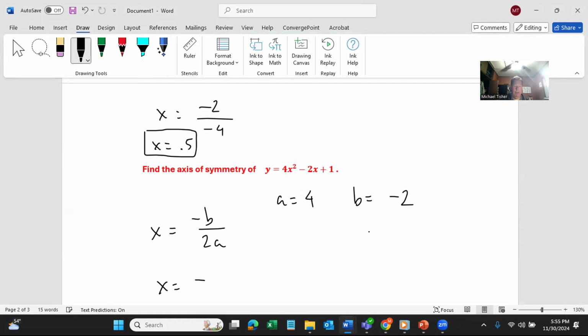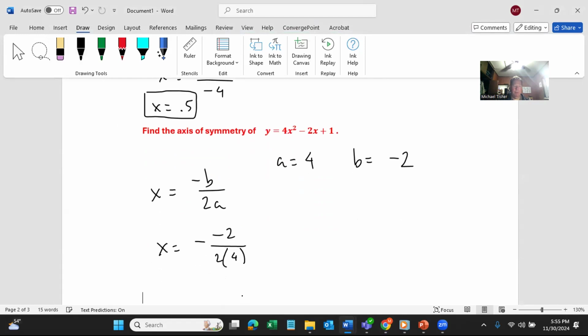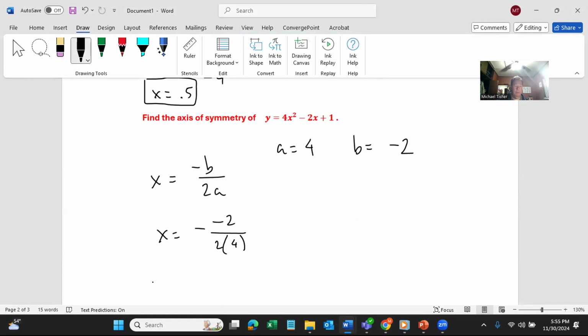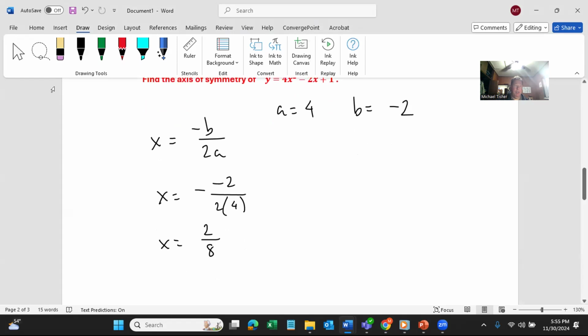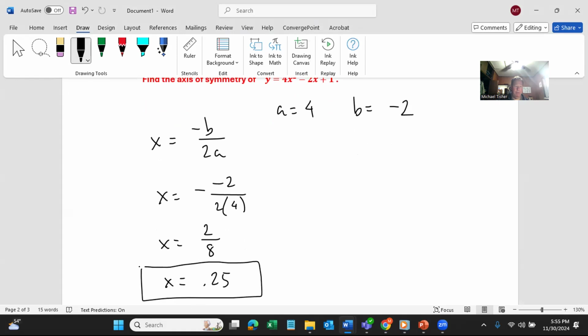And this equals negative b, which is negative 2, over 2 times a. A is 4, so 2 times a is 2 times 4. Here we have a negative of a negative, which is a positive, so they go away. So you get 2 over 2 times 4, which is 8. And 2 over 8 is 0.25. So the axis of symmetry is x equals 0.25.